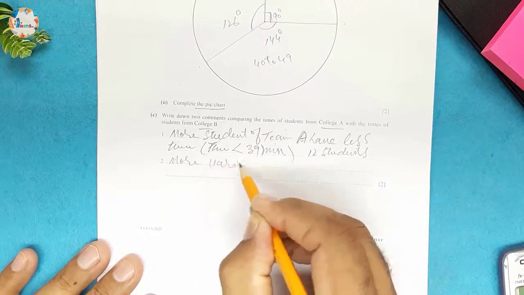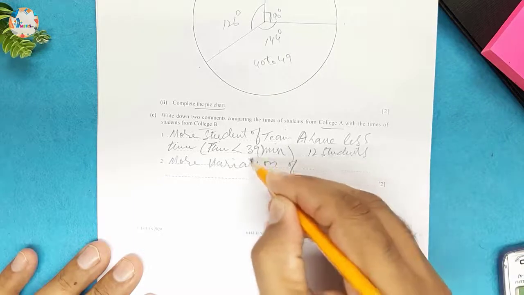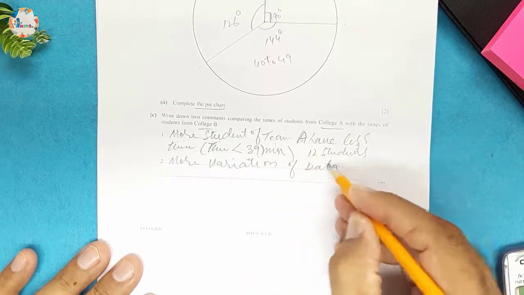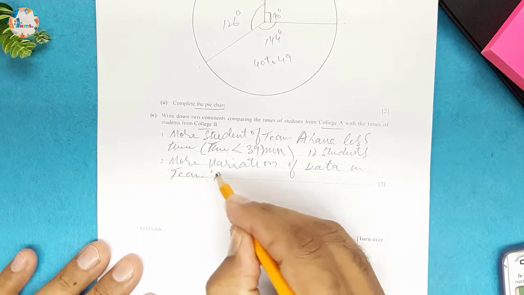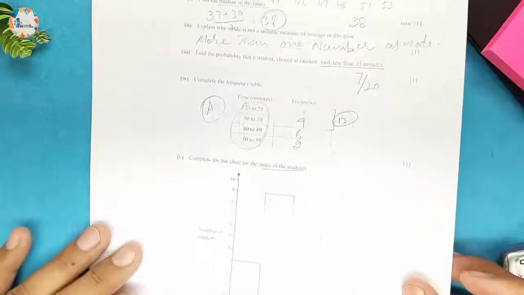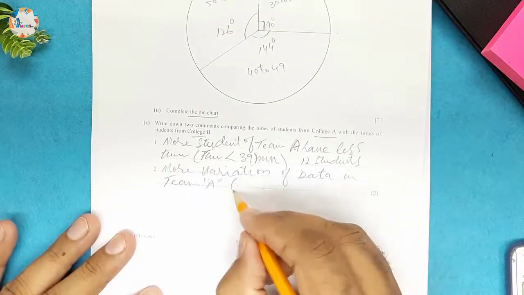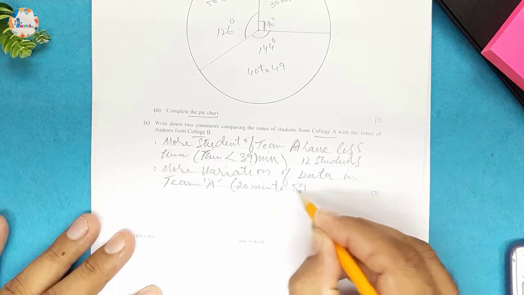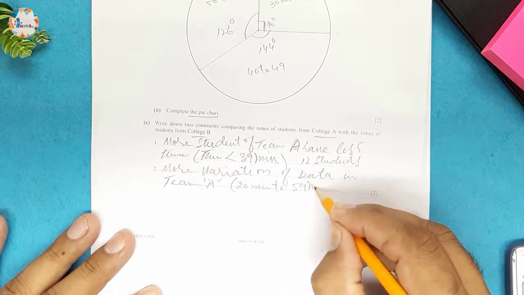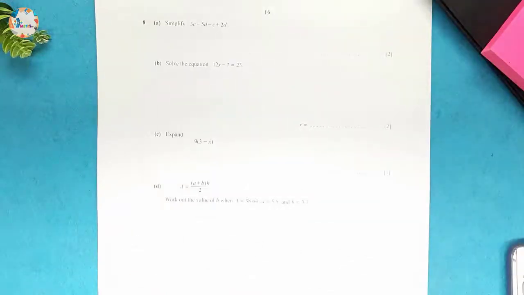So we will write more variation of data in team A, and for reference we can write from 20 minutes to 59 minutes. Basically these will be the two statistical points which we can mention over here.